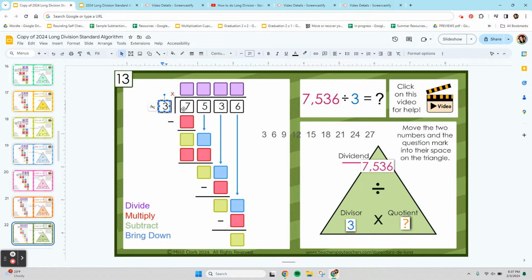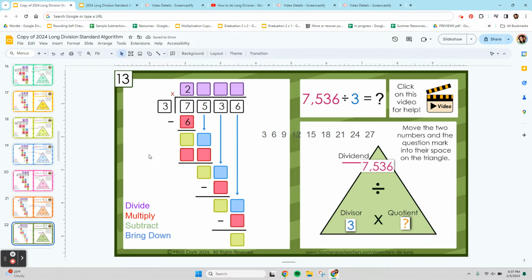All right, how many 3s fit into 7? Or how many times can you skip count your 3 to get close to 7 without going over? If you said you can get to 6, that's correct. And how many times did you skip count? 1, 2 times. So 3 fits into 7 2 times, which makes sense because 2 times 3 is 6.